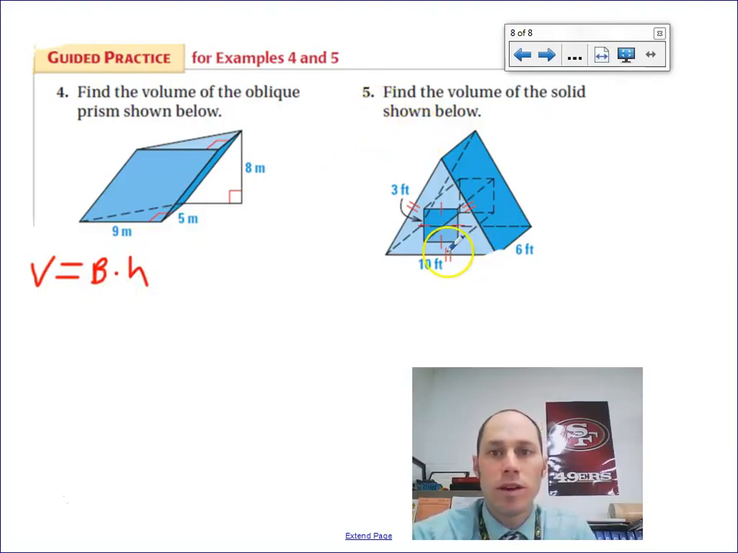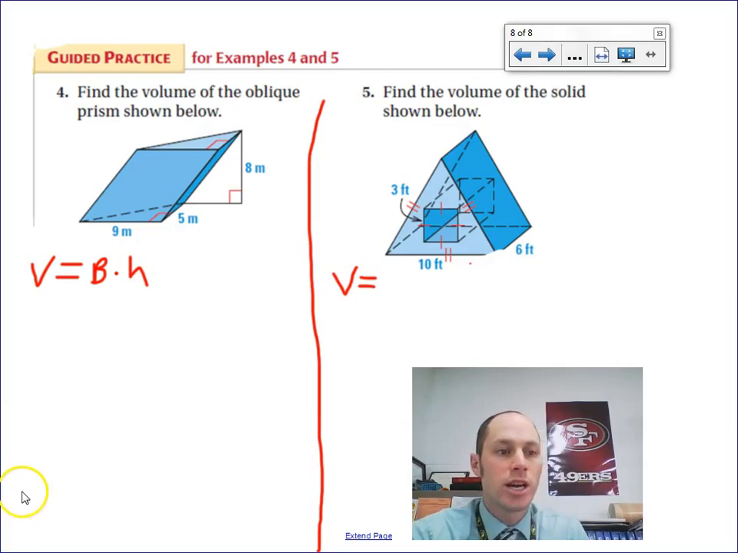And number 5, we want to find the volume of the solid shown below. So we've got this triangular prism, but we've got a rectangular prism-shaped hole that we need to remove. So see if you can figure that one out as well. So pause that video again, restart it when you're ready to check.